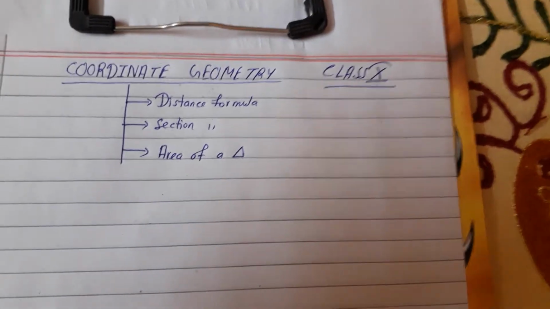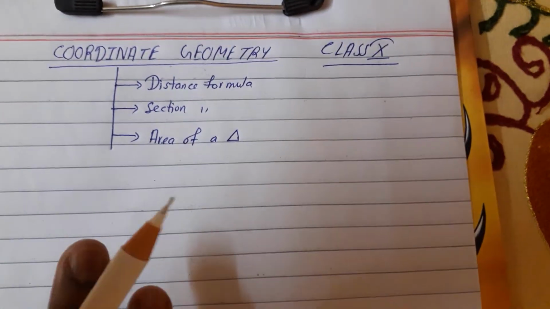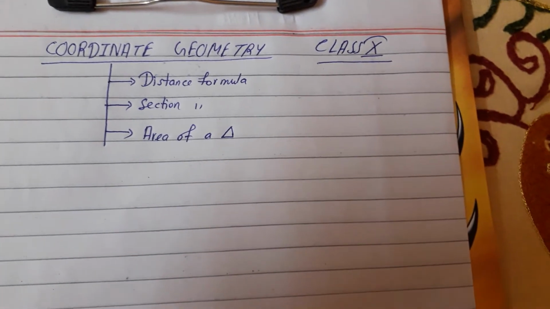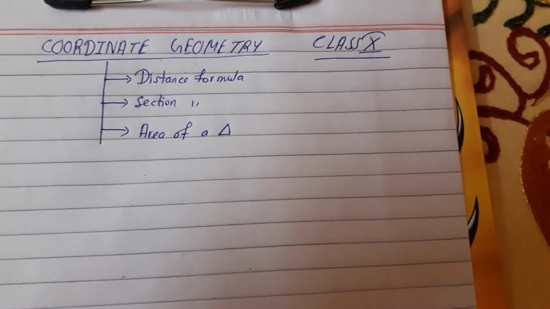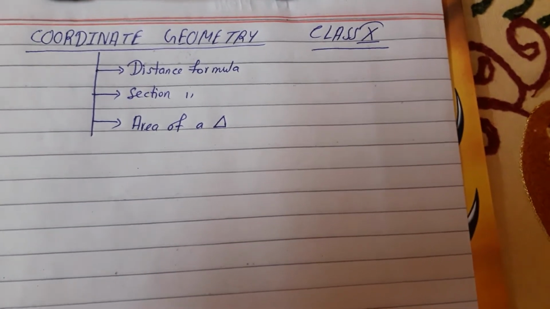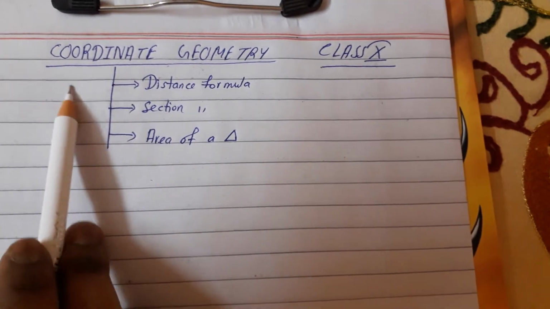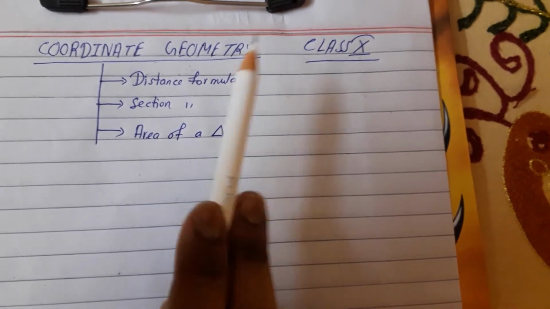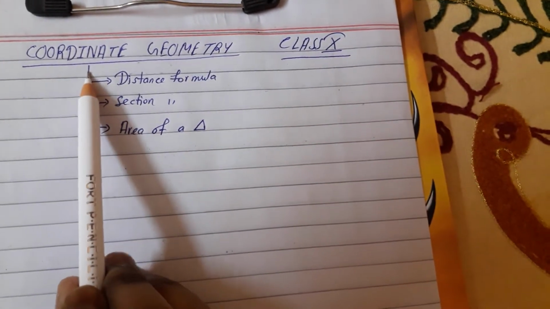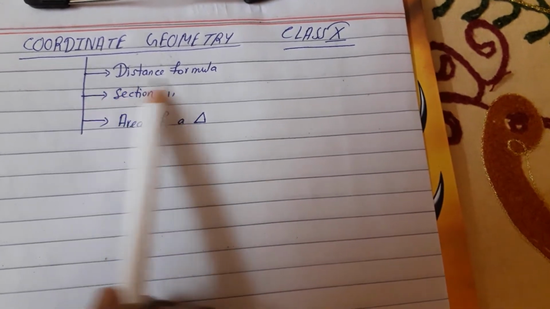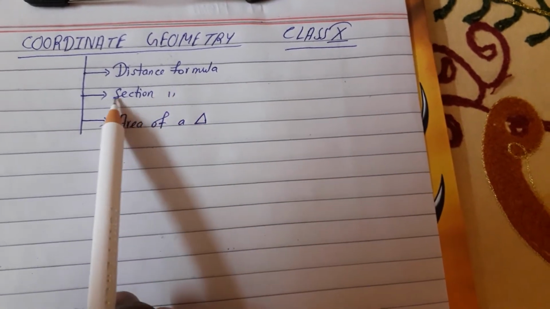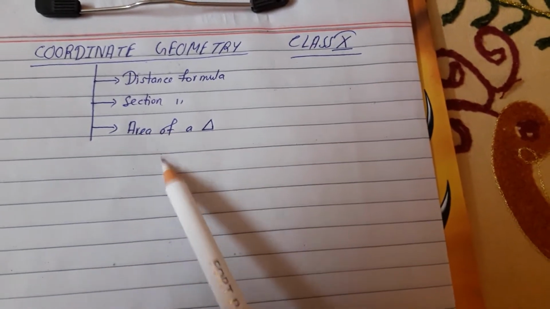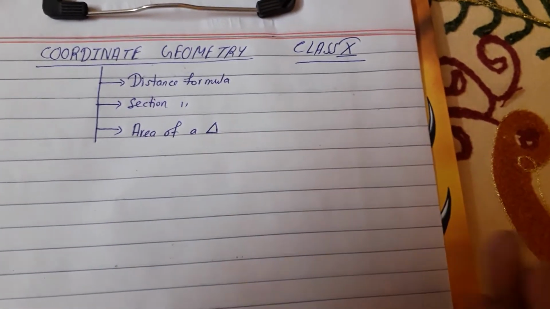Whatever the question, whatever the language of the question, you have to understand it, then apply the formula. After applying the formula you can easily get your answer, and for that you have to remember the formula. This chapter mainly includes three formulas. The first is the distance formula, the second is the section formula, and the third is the area of a triangle. The first formula is very easy, and the second and third you have to make easy. So let's start.